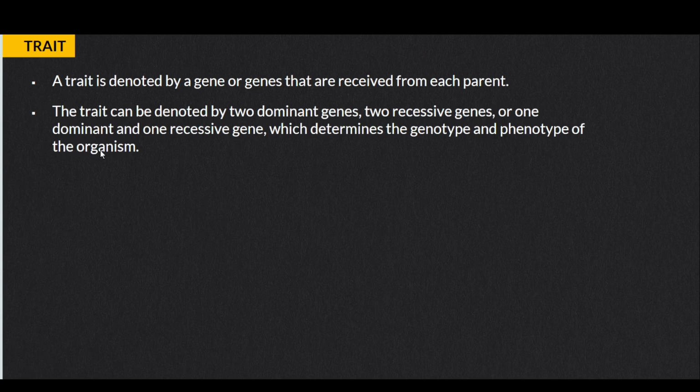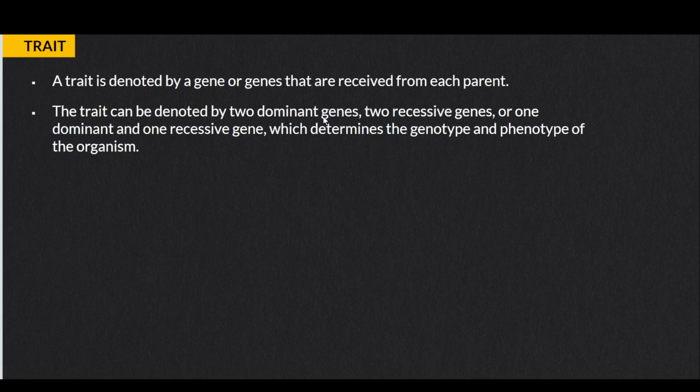A trait can be denoted by two genes. For example, for purple color of flower, I used two capital P's. Why did I use two? Why not one? Because the offspring would receive one allele from the mother and one from the father. That's why we always use two alleles. Did you get it?